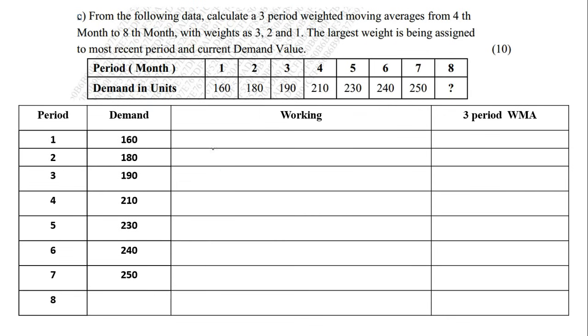Now again it is 3 period, so the first 3 columns will be nil. We start from the 4th one, but we take the first 3 values. Latest being 190, so 190 into the first weight, that is 3. 180 into the second weight, which is 2, and 160 into the third weight, which is 1. So 190 into 3 plus 180 into 2 plus 160 into 1 divided by 6. The total was 1090 divided by 6. We get the first answer as 182.